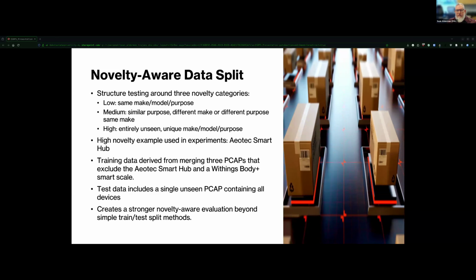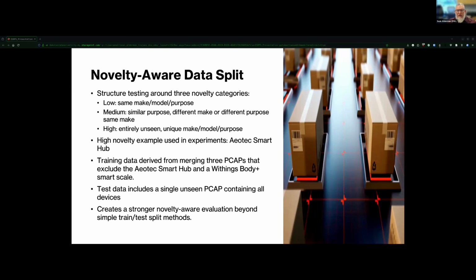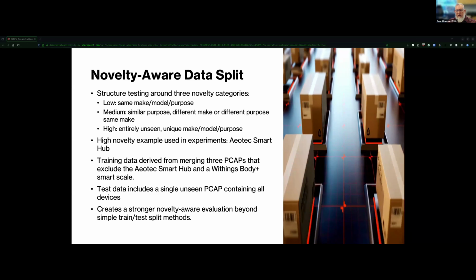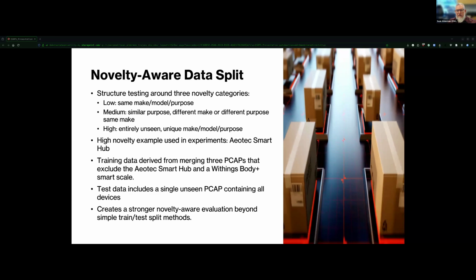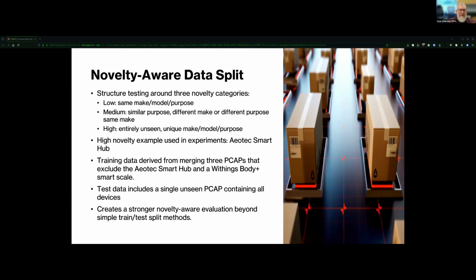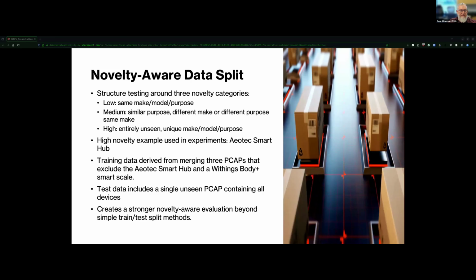To begin, we merged 3 training PCAP files that deliberately exclude the hub and the scale, and then tested on an unseen PCAP file that contains all the devices. This novelty-aware split gives us a far more realistic evaluation than those standard test-train split methods.